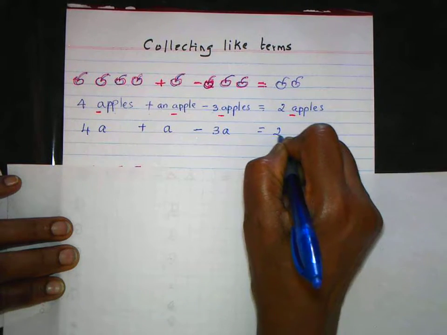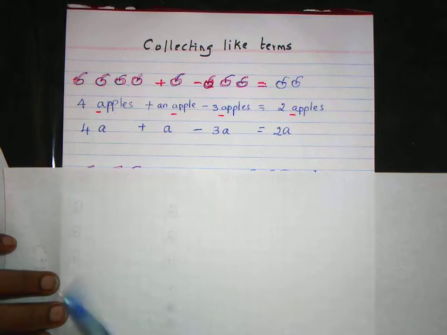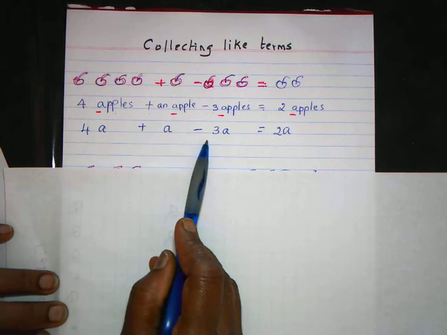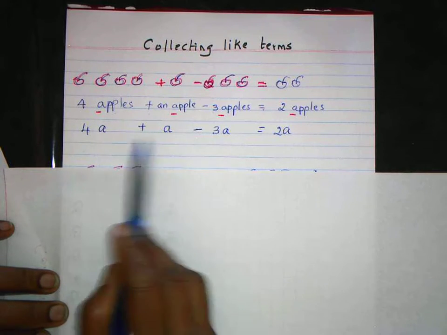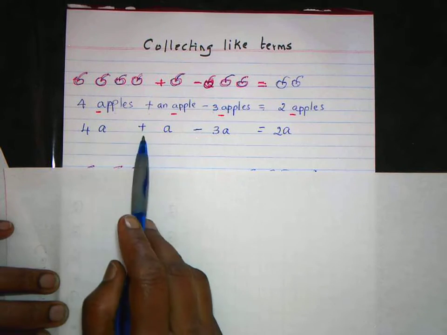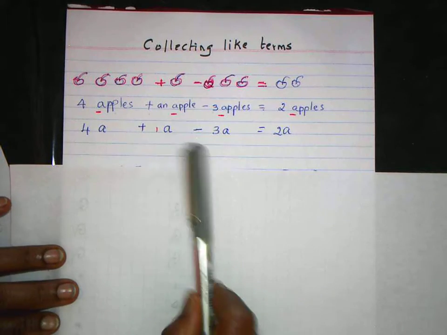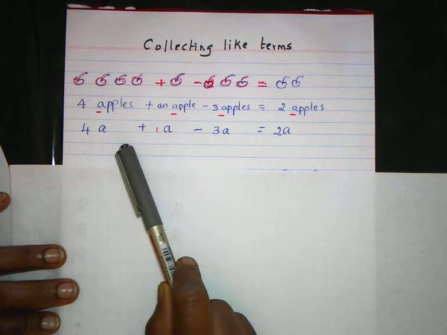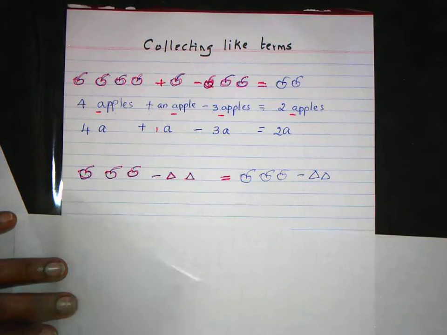equal to 2a. So now we are just coming to like algebraic terms. 4a, a, 3a, 2a, they're all algebraic terms, and we are collecting like terms. So we have 4a plus a by itself is called 1a. So 4a plus 1a is 5a, and then take away 3a, which is 5a, take away 3a is 2a. Now let us go to this question.